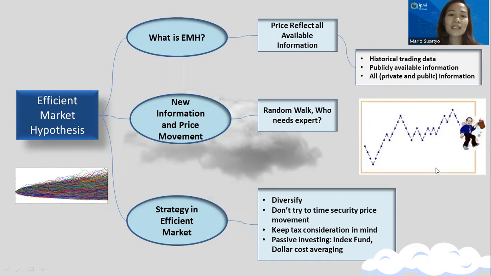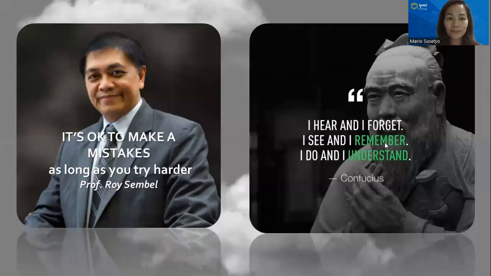So is the market efficient? What will be the strategy for us? First is diversification. Second is don't try to time security price movements. Keep tax considerations in mind. Passive investing, like index funds and dollar cost averaging.